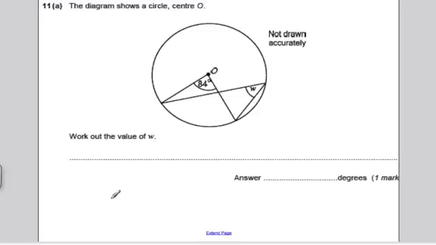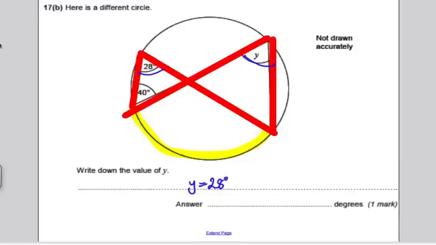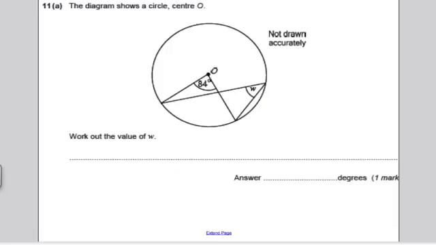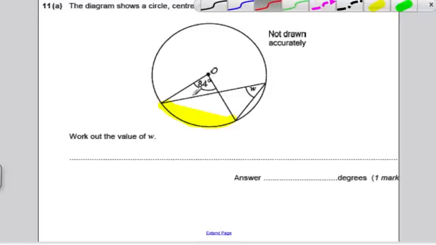Okay, now this is a tricky question. A lot of students in the exam got this one wrong. They think it's the same as that type of question, i.e. angles from the same arc are equal, because that angle and that angle come from the same arc. But hold on a minute, this is rule 1: angle at centre is twice angle at circumference from the same arc. They've been tricky here and made the angles look quite similar, but really this is rule 1.